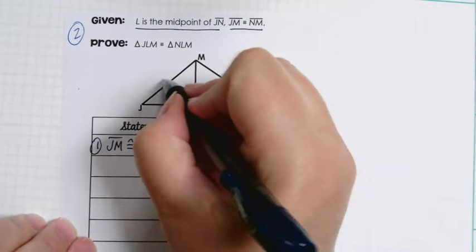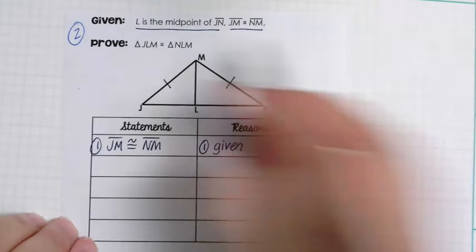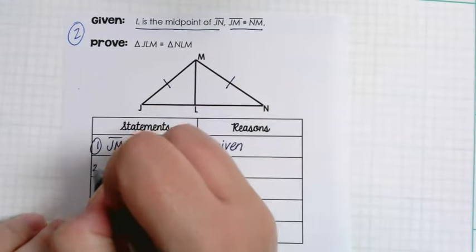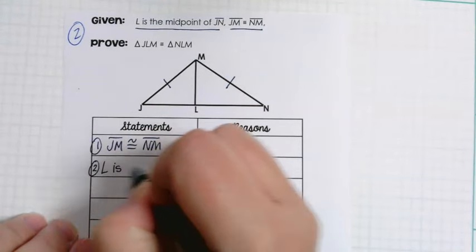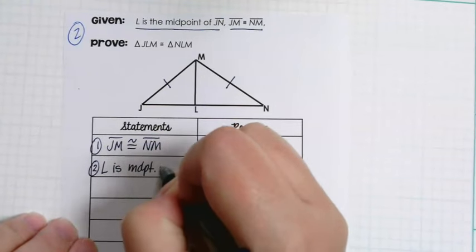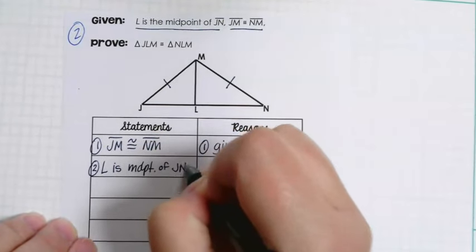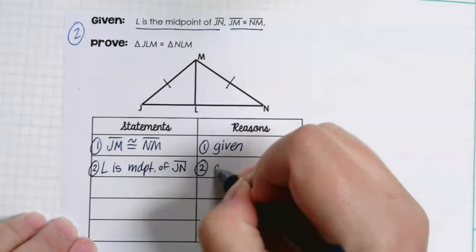Let's mark that here and here. All right, next up, L is the midpoint of JN. You always want to state your givens exactly like they say it. Now, when I say that, I'm going to abbreviate here. But you can't change the statement to talk about congruence because that's not what this says. It says it's the midpoint.